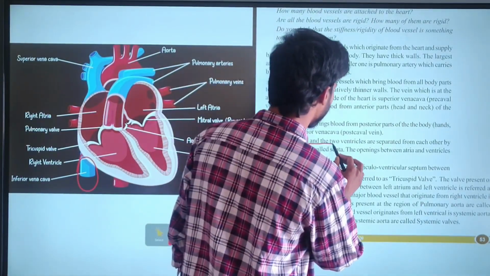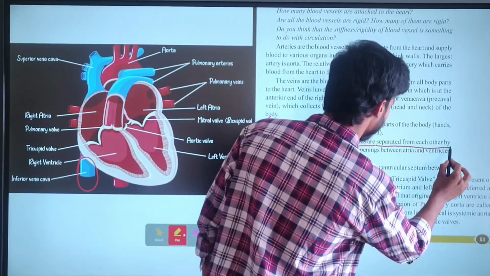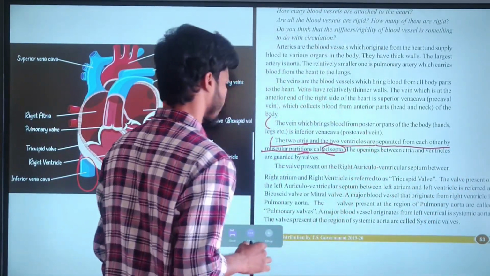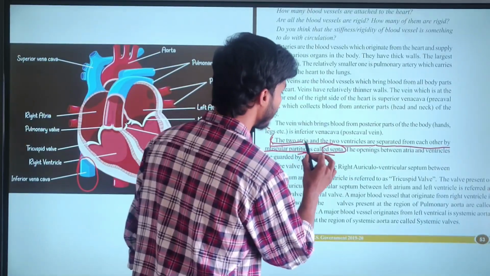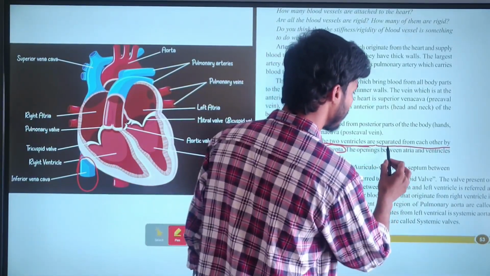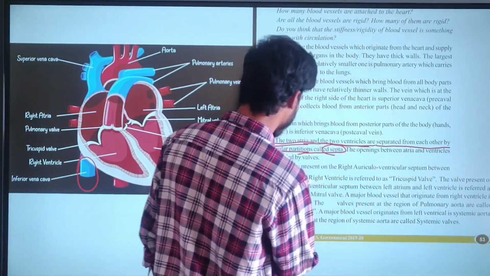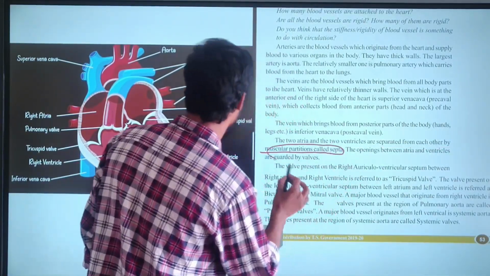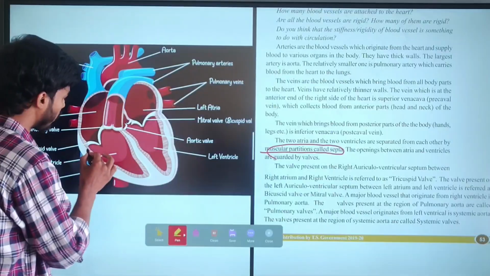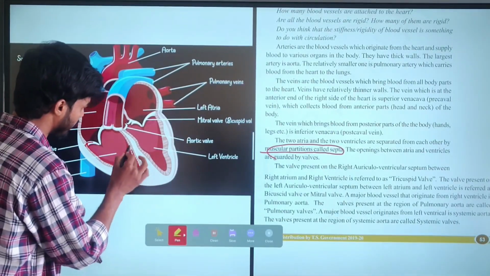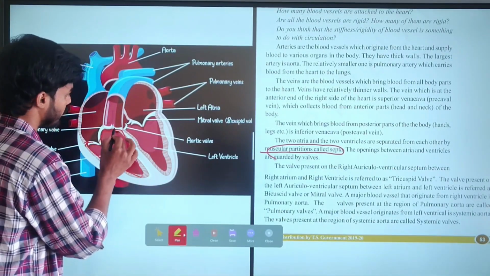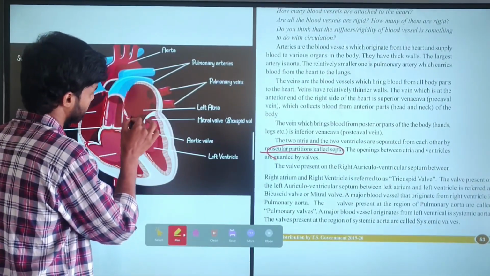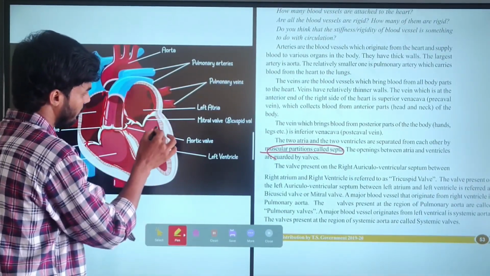The two atria and the two ventricles are separated from each other by the muscular partitions called septa. What is given? Listen once again. The two atria and two ventricles are separated from each other by muscular partitions called septa. These walls we call septa.